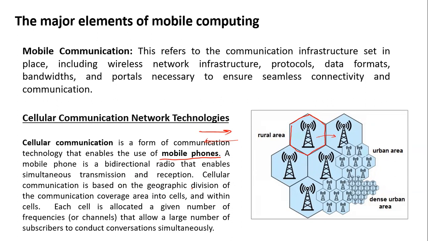So cellular communication is based on the geographical division of the communication coverage area into cells, as I said earlier. Each cell is allocated a given number of frequencies. So this cell has a predefined frequency range. All of this goes as a wave, as a ray. Each tower has different frequencies, so multiple users can connect to the tower and talk, because they are using different frequencies. Okay, so that is called cellular communication. In the past, we made calls through this cellular communication.